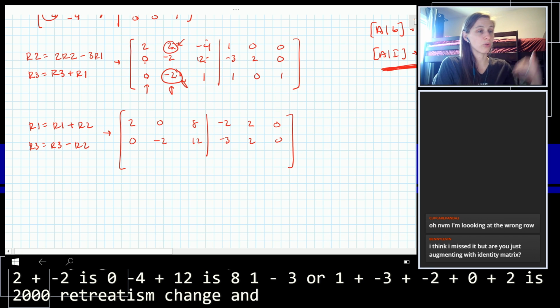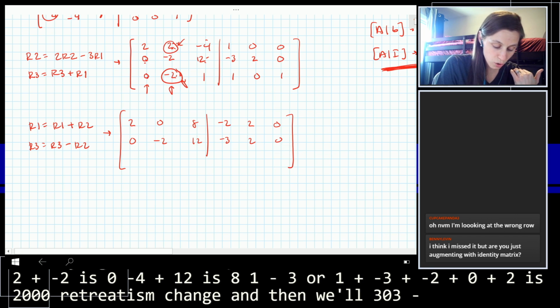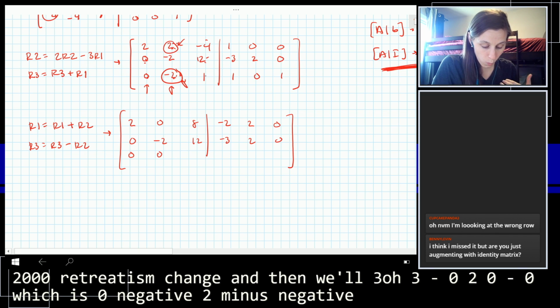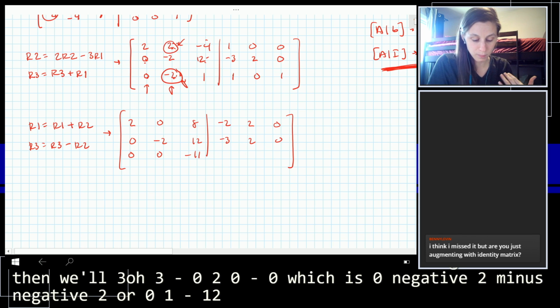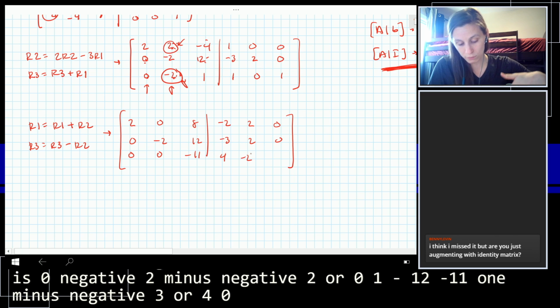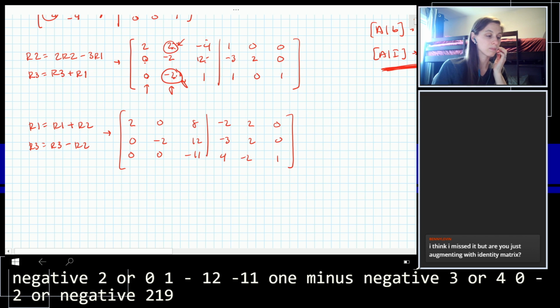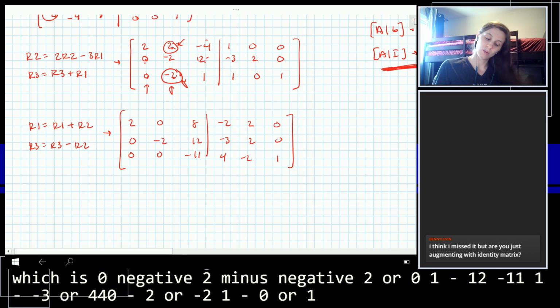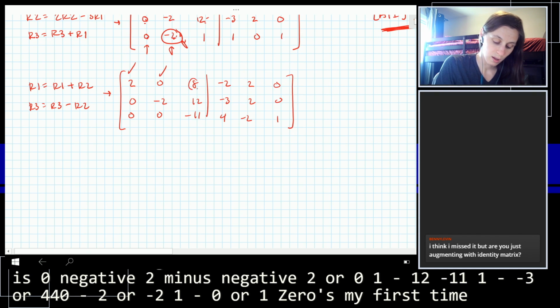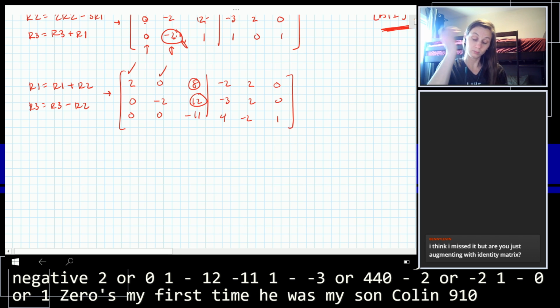And then row 3 minus row 2, so 0 minus 0, which is 0. Negative 2 minus negative 2, or 0. 1 minus 12, negative 11. 1 minus negative 3, or 4. 0 minus 2, or negative 2. 1 minus 0, or 1. Woohoo! Zeros in my first column, zeros in my second column. Now I want zeros in my third column.